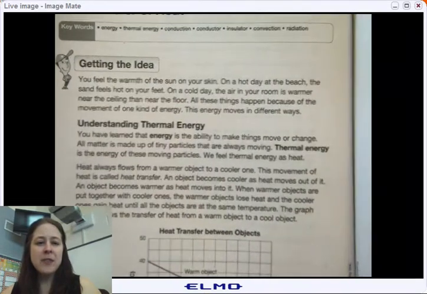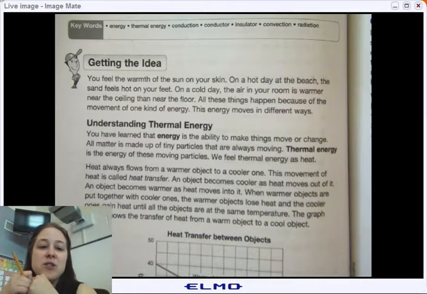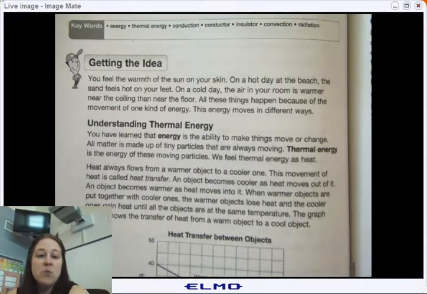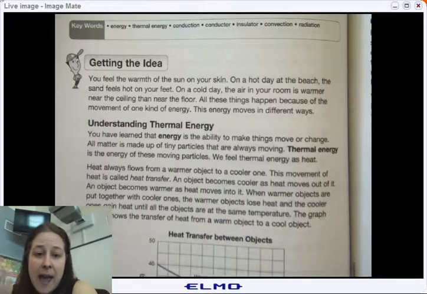You feel the warmth of the sun on your skin. On a hot day at the beach, the sand feels hot on your feet. On a cold day, the air in the room is warmer near the ceiling than near the floor. All these things happen because of the movement of energy. This energy moves in different ways.